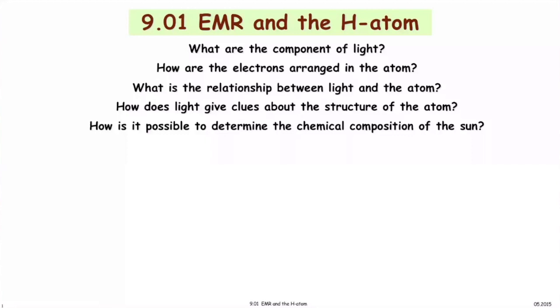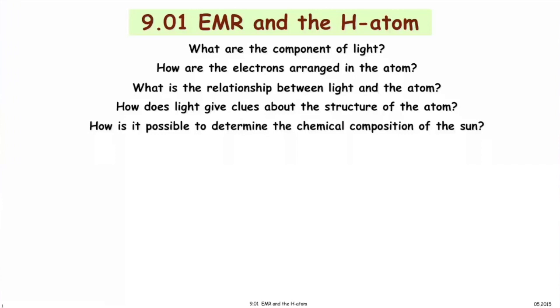So part of the questions that we're going to ask in this section, and hopefully you will have an answer at the end, is what are the components of light? Light is not just something you take for granted. It actually has a scientific component. How are the electrons arranged in the atom? And you have that idea already from the previous chapter, back in chapter 6.